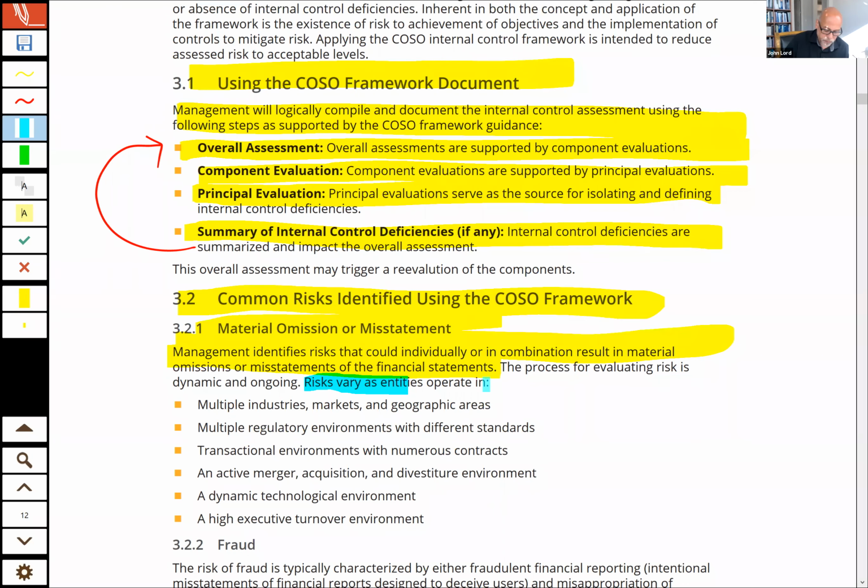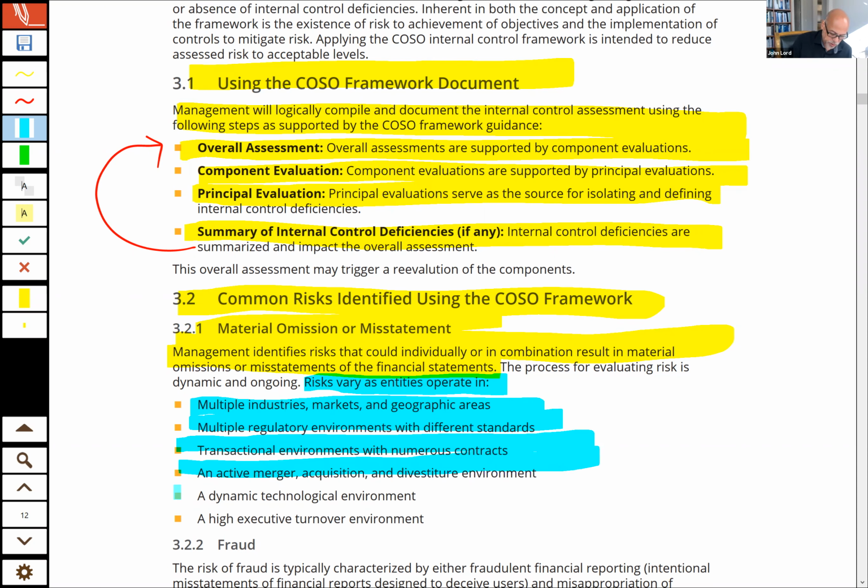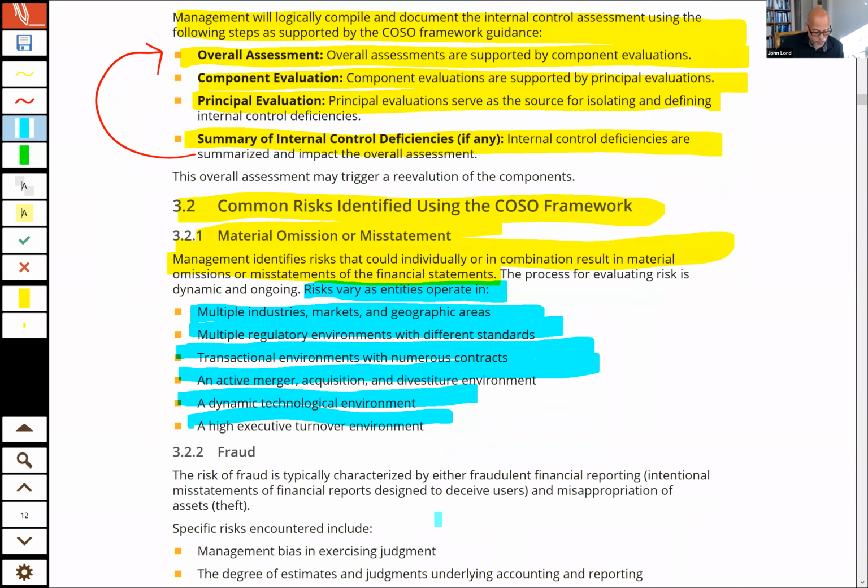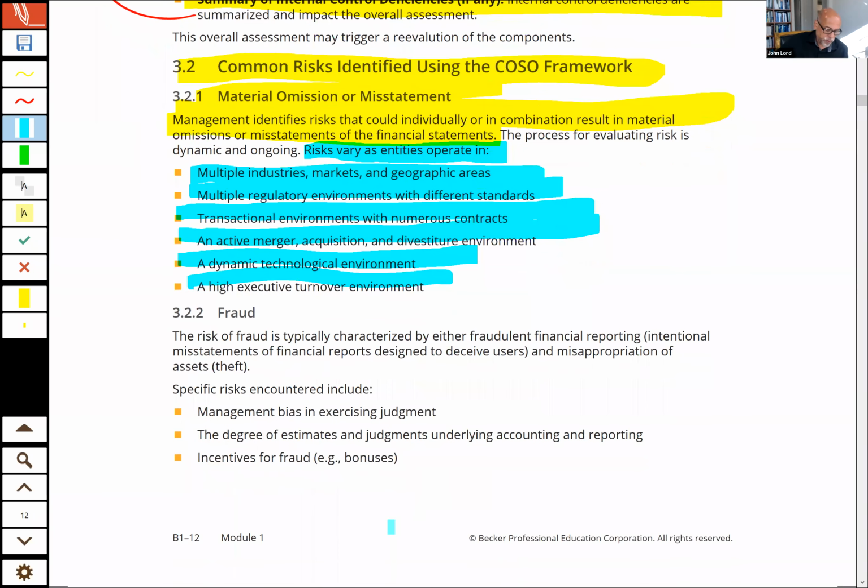Okay, so risk varies by entities. So if you are in multiple geographic areas, multiple regulatory environments, transactional environments with numerous contracts, you're involved in certain activities like acquisitions, dynamic technology, high executive turnover environment, all of these could be things that would be considered risk for various entities. Of course, fraud is a major consideration. Okay? Look at this. So we start to take a look, and risk of fraud is typically characterized by either being fraudulent financial reporting or misappropriation of assets. And of course, fraud means what? It is intentional.